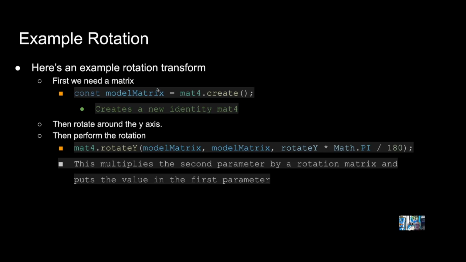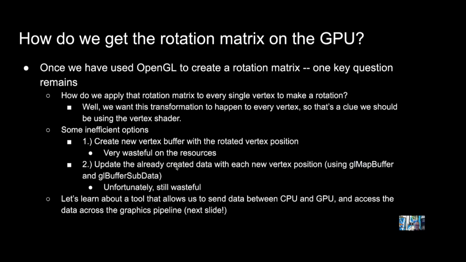You say generate a model matrix, which is of type mat4, and then I create an identity. Then I will rotate that matrix and store the matrix here. In the rotate, this graphics library, this is the source matrix and this is the target matrix, and this is the matrix that you're multiplying it by. So this says generate a rotation matrix around Y with this angle, multiply it by this, and put the result in there.